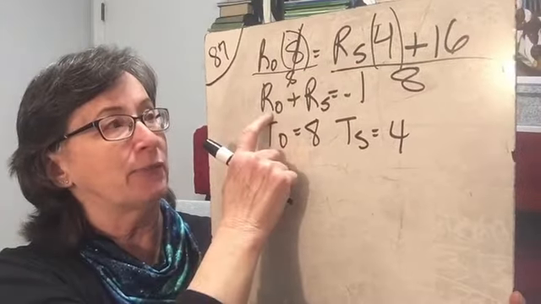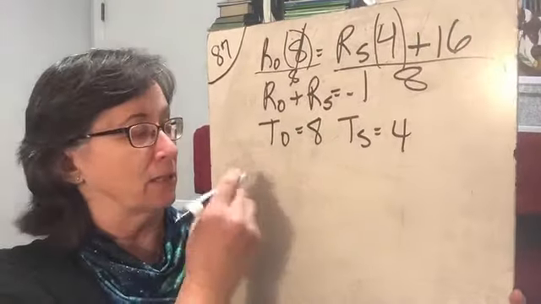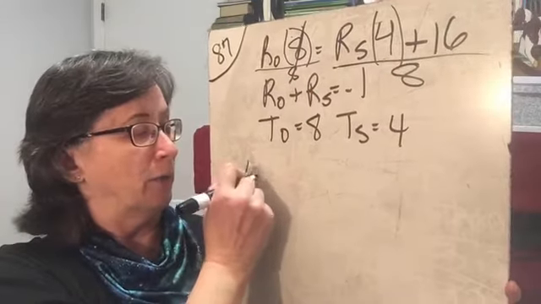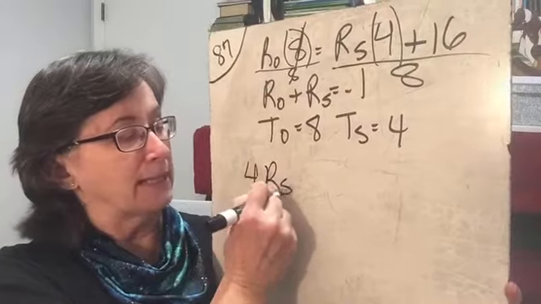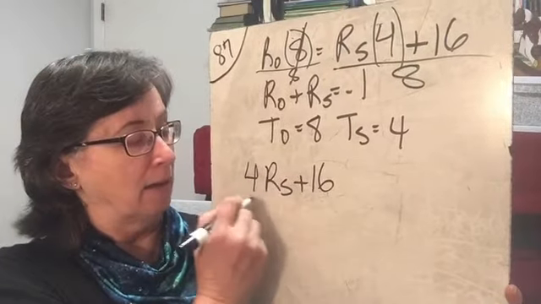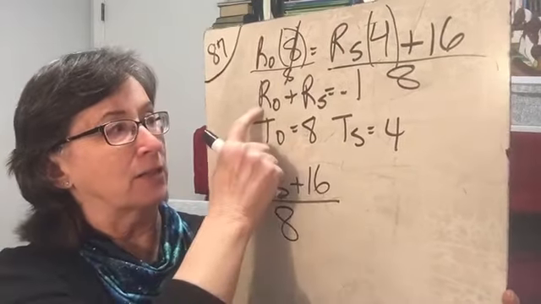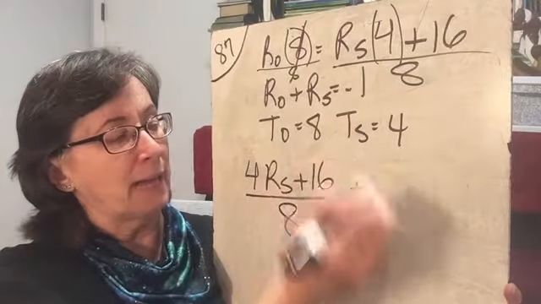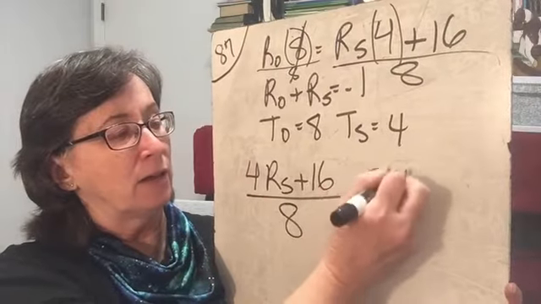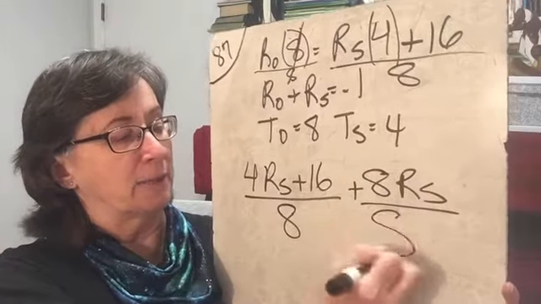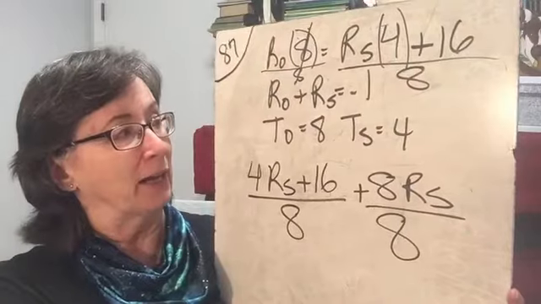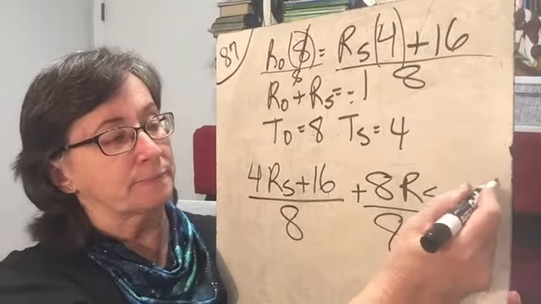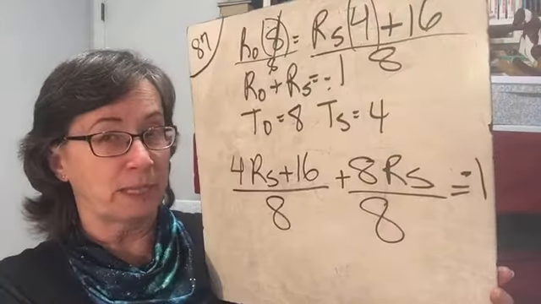So now in place of R sub O, I'm going to write all of that. I'm going to rearrange it a little bit. Instead of R sub S 4, I'm going to write 4 R sub S plus 16 all divided by 8. That's R sub O plus R sub S. Now R sub S, I'm going to write as 8 R sub S over 8 because I'm getting my common denominator there, equals -1. All kinds of ways we could do this.